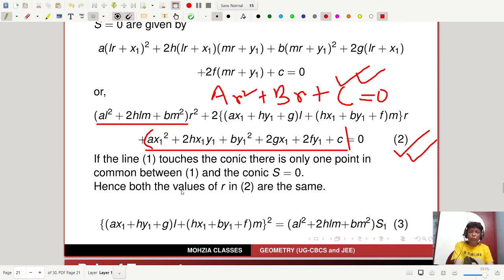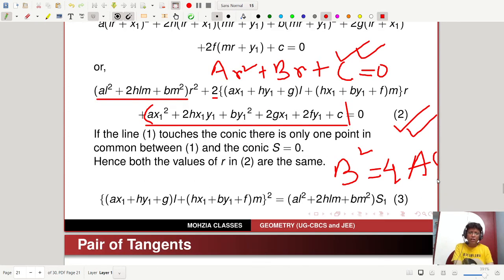So for both the values of r to be the same, you will apply b square equal to 4ac, right? If you apply b² = 4ac, here you have a 2 also, so 4 cancels from both sides. After simplification, you will get relation number 3. And S1 is this one. This bracket is S1 actually. This is your S1, right?